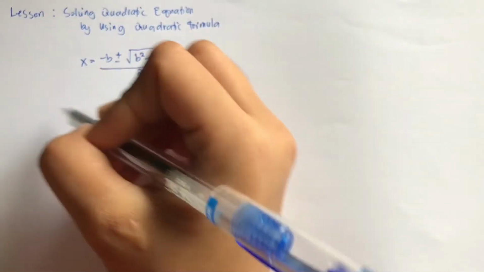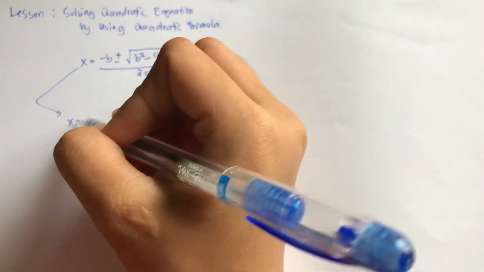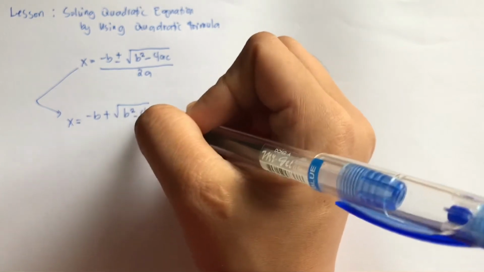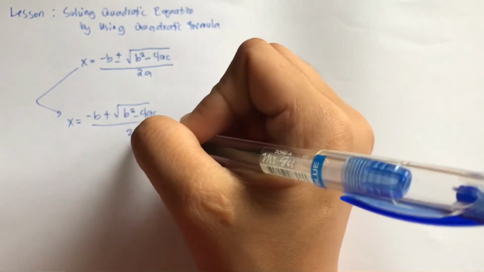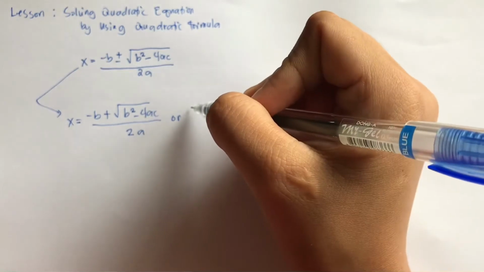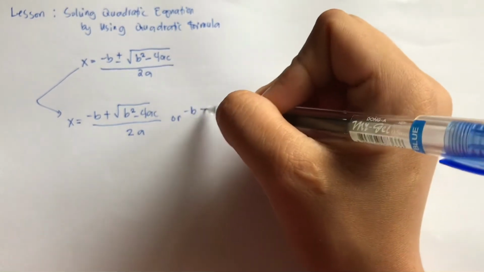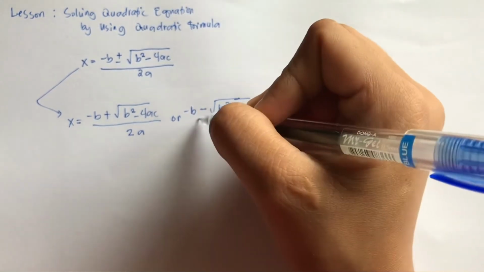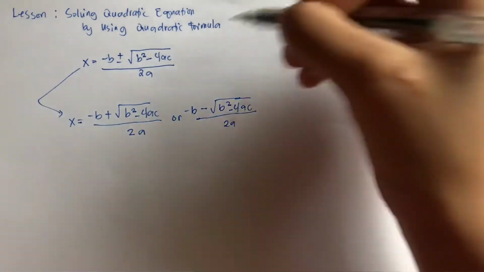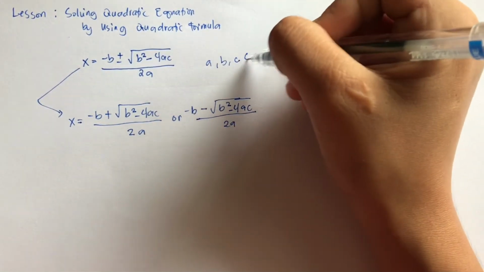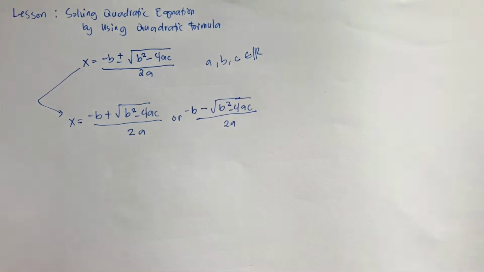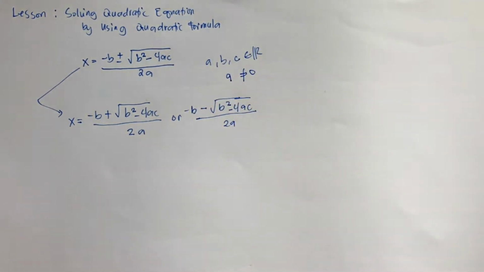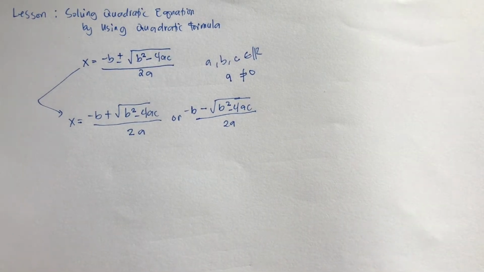It could either be x is equal to negative b plus the square root of b squared minus 4ac over 2a, or negative b minus the square root of b squared minus 4ac over 2a. So note that our a, b, and c are all elements of the real numbers, and a should not be equal to 0. Do you follow?